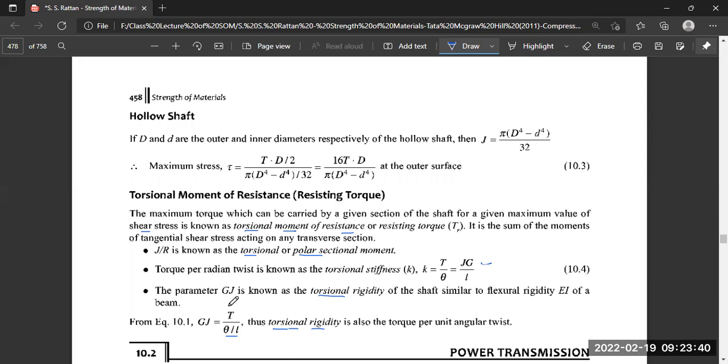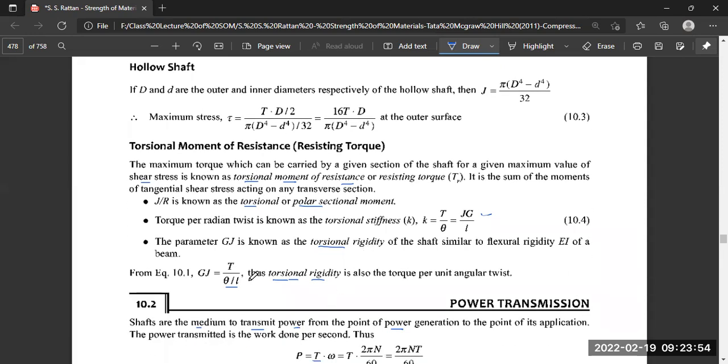The parameter G into J, where G stands for modulus of rigidity and J stands for polar moment of inertia, is defined as the torsional rigidity of the shaft, similar to the flexural rigidity of a beam, which we'll go through when we cover bending stress. Thus, torsional rigidity G into J is given as torque divided by theta divided by L. The torsional rigidity is also torque per unit angular twist, per unit length. So torque per unit angular twist is given by the torsional rigidity, G into J.